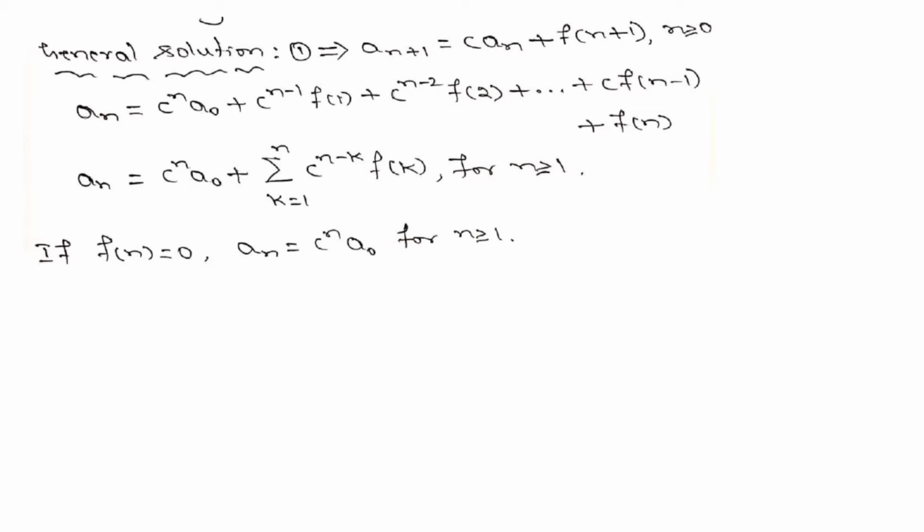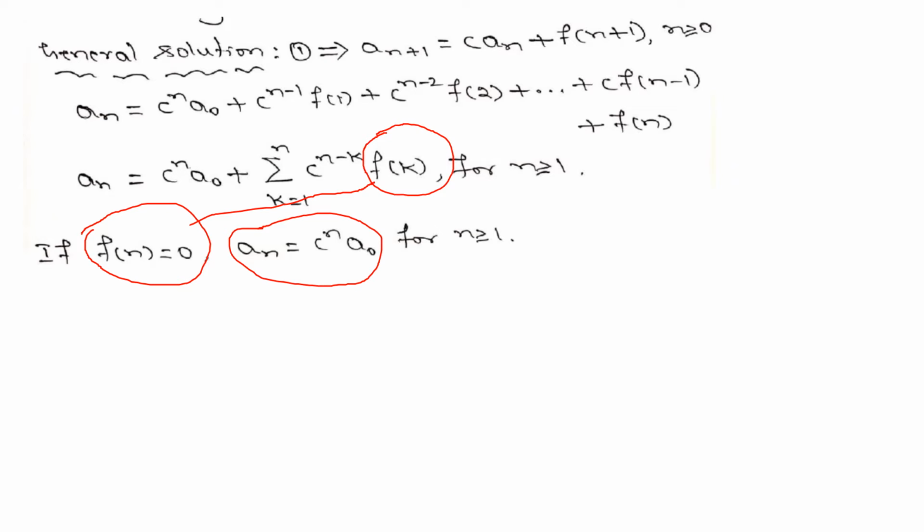So here, if f of n is 0, a_n is given by c^n into a_0, because when f of n takes the value 0, in general f of k will be 0. So this complete series will vanish. What remains is only this term.